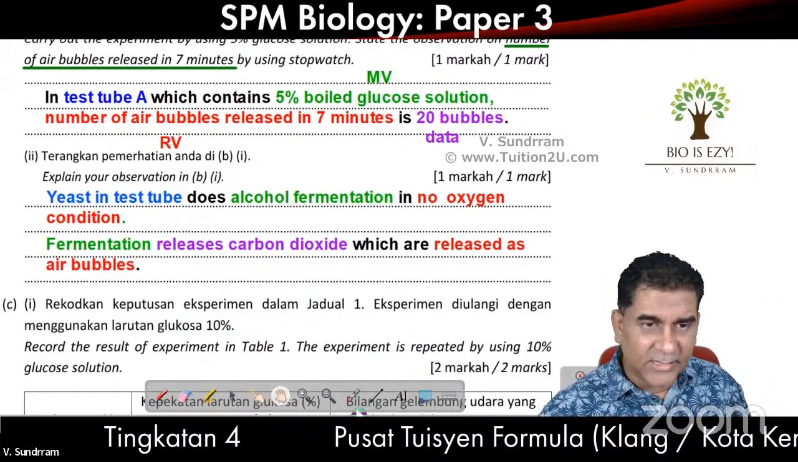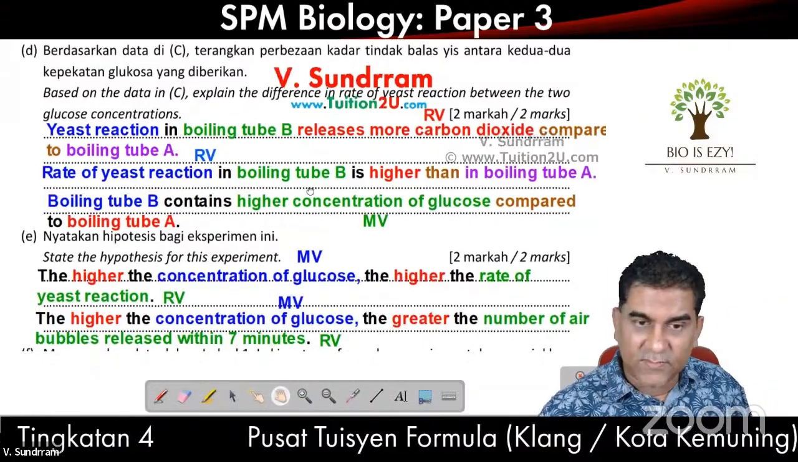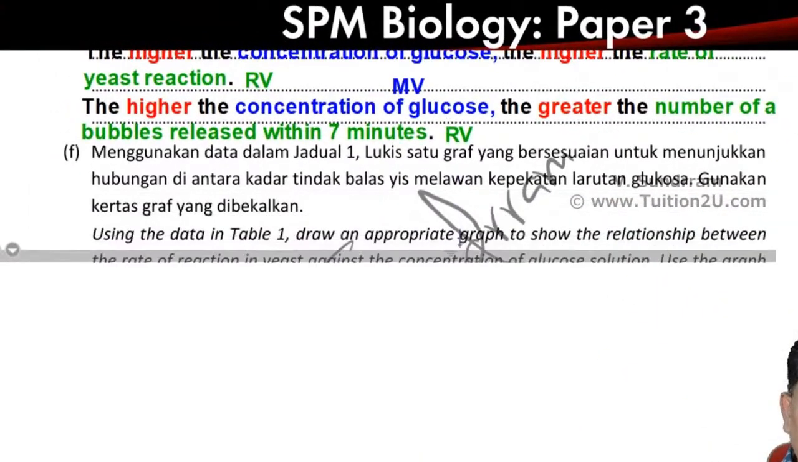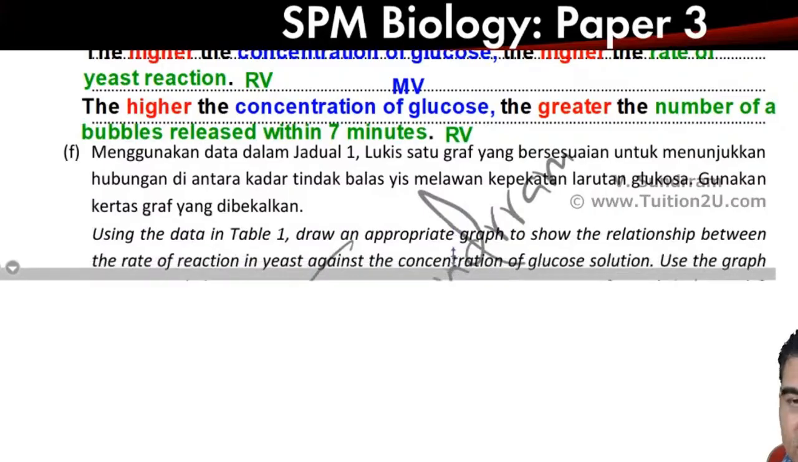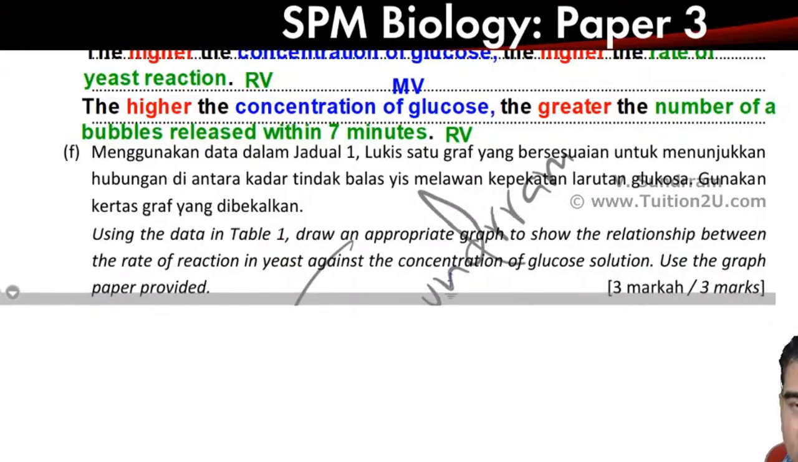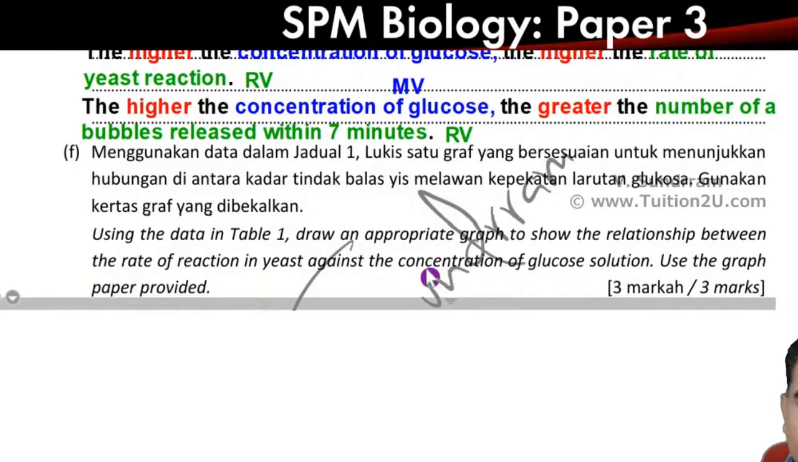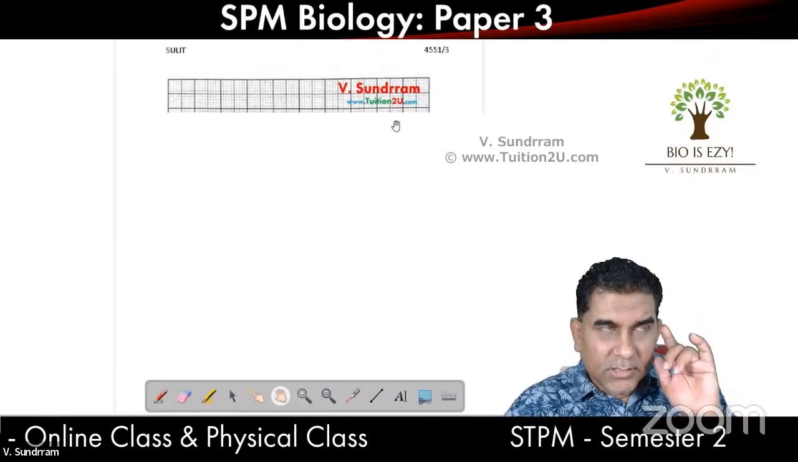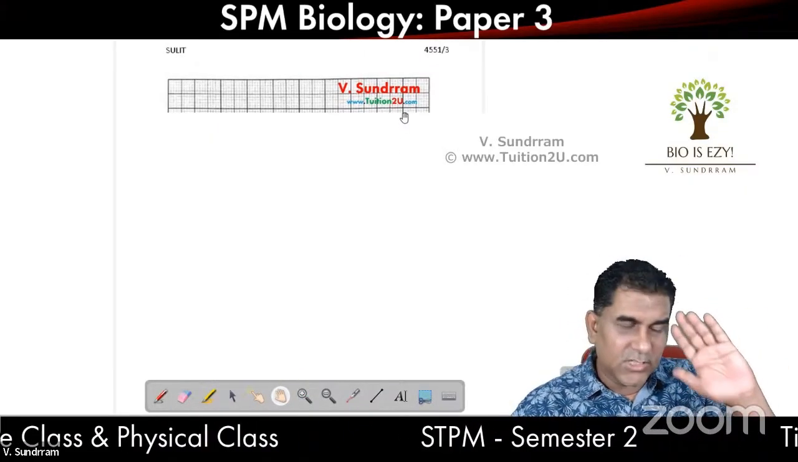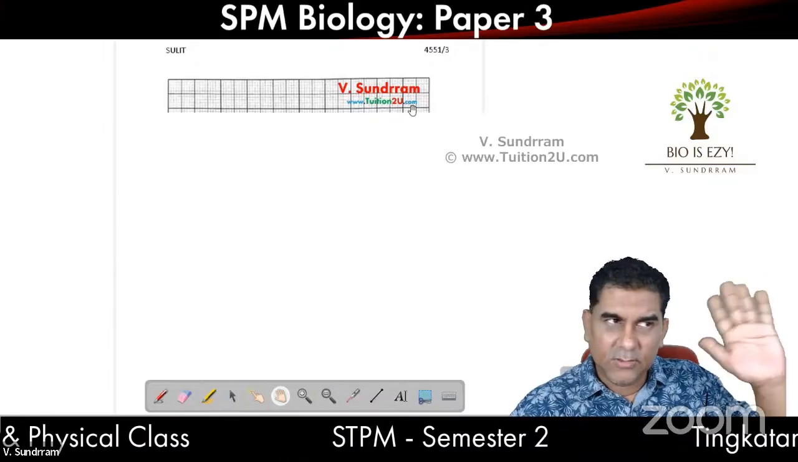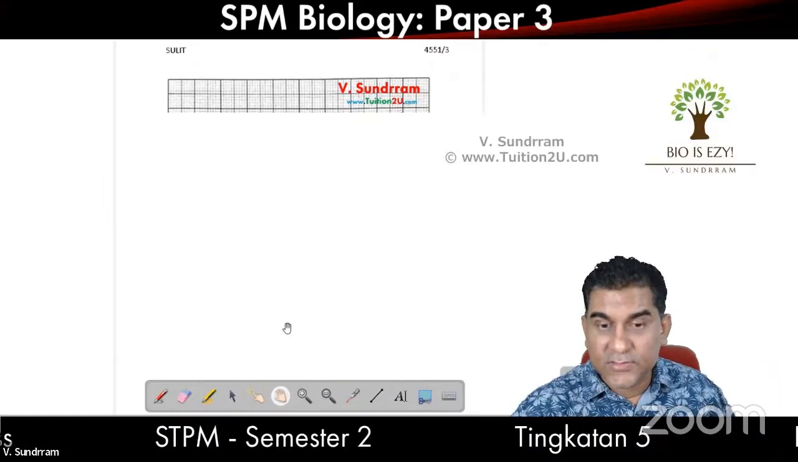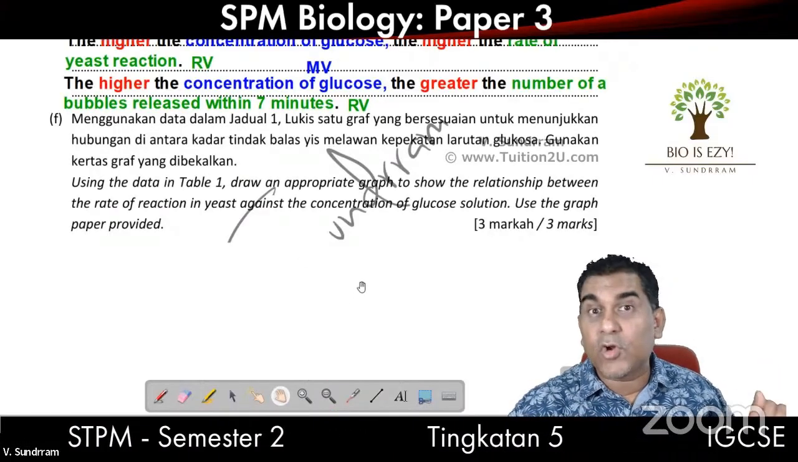From there, the next question you're supposed to do, almost at the ending, is: by using the data in Table 1, draw an appropriate graph to show the relationship between the rate of reaction in yeast against the concentration of glucose solution. Use the graph paper provided. I've already drawn the graph. The 3 marks for the graph is just 1 mark for the x-axis, 1 mark for the y-axis, 1 mark for your graph. Many students for this question spend a long time drawing the graph.